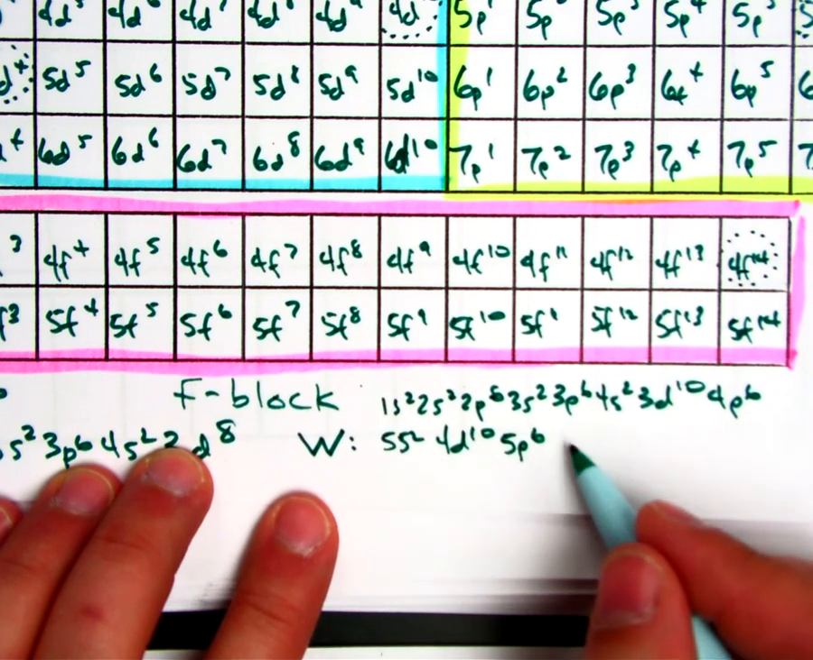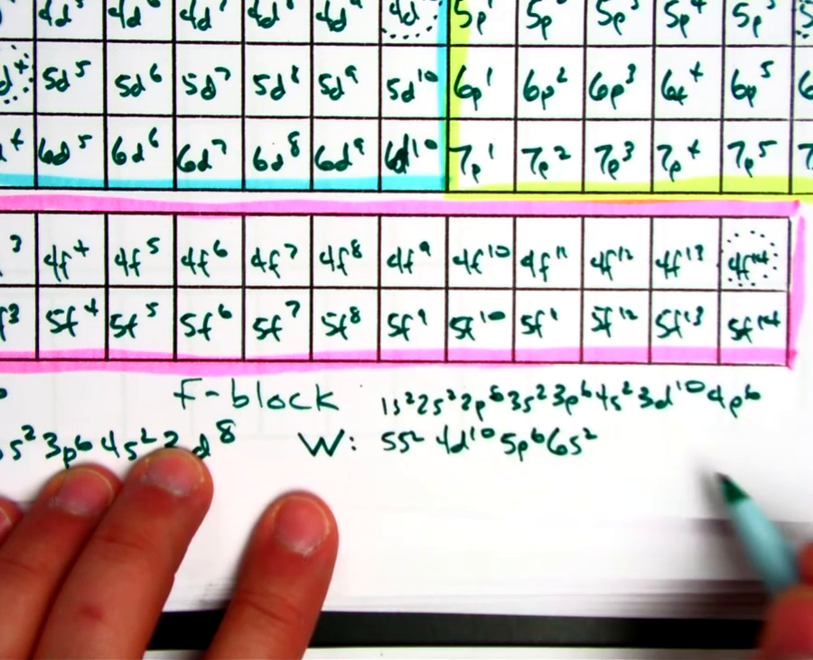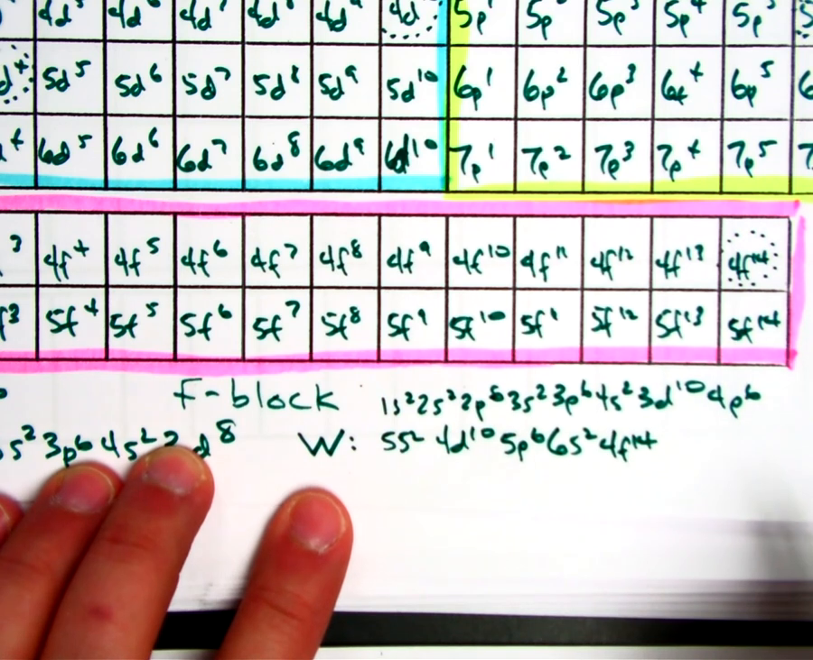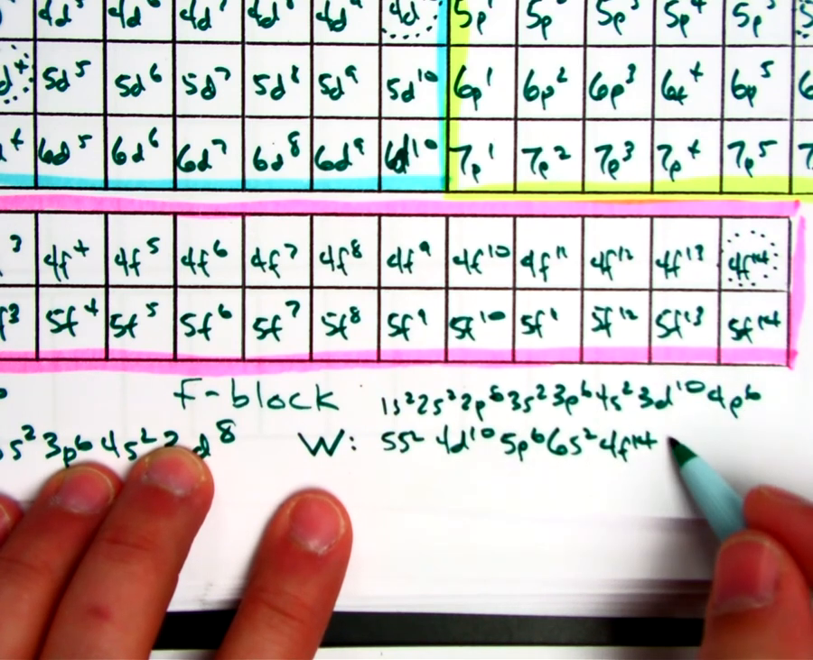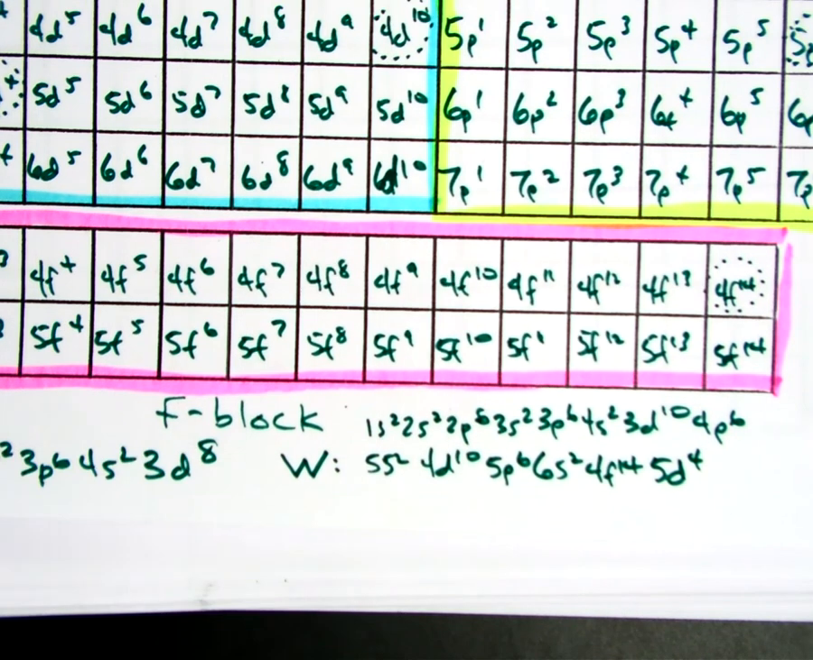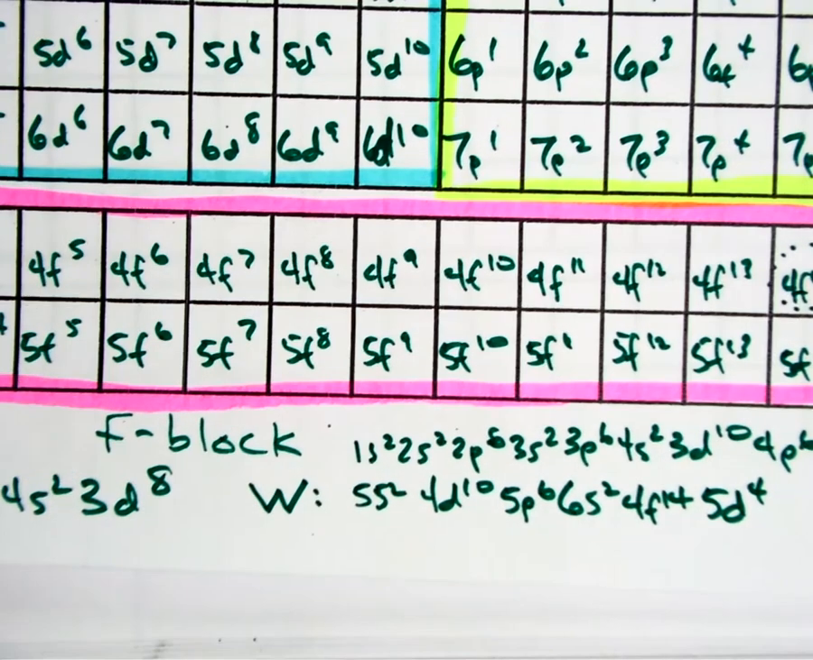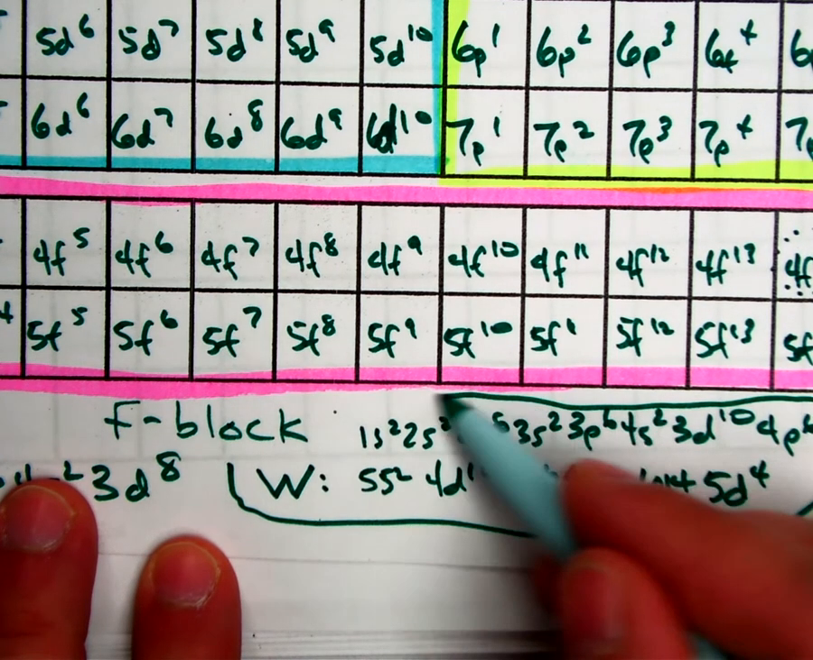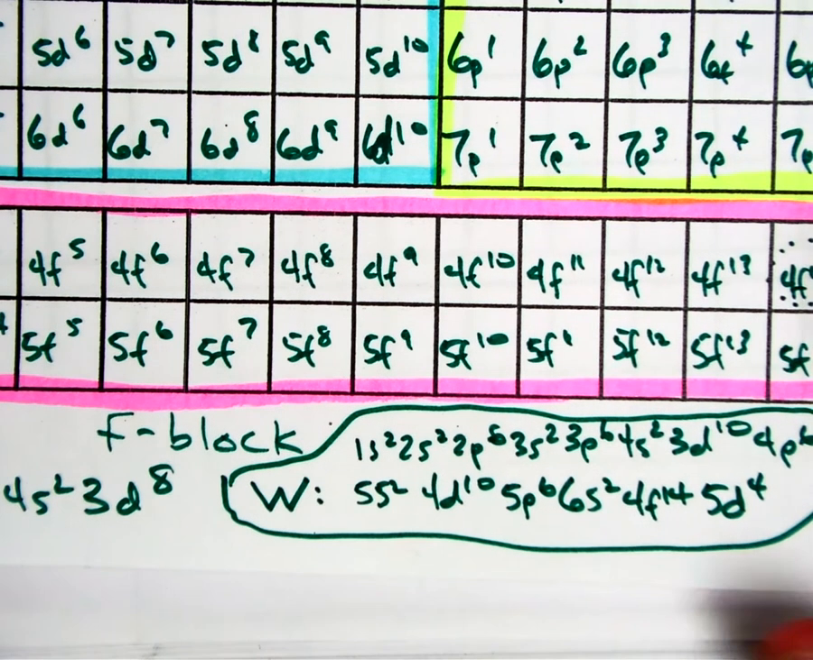Yup. Then 6s2, then, very nice, 4f14, and then lastly, 5d4. Okay, that big old thing right there is tungsten's electron configuration. So that is what you would write down if someone wanted to know the electron configuration for tungsten.